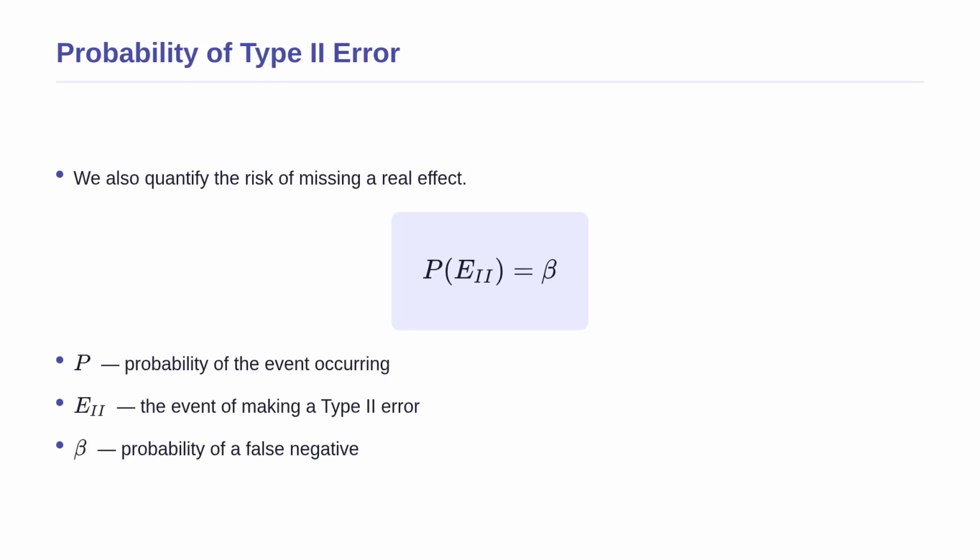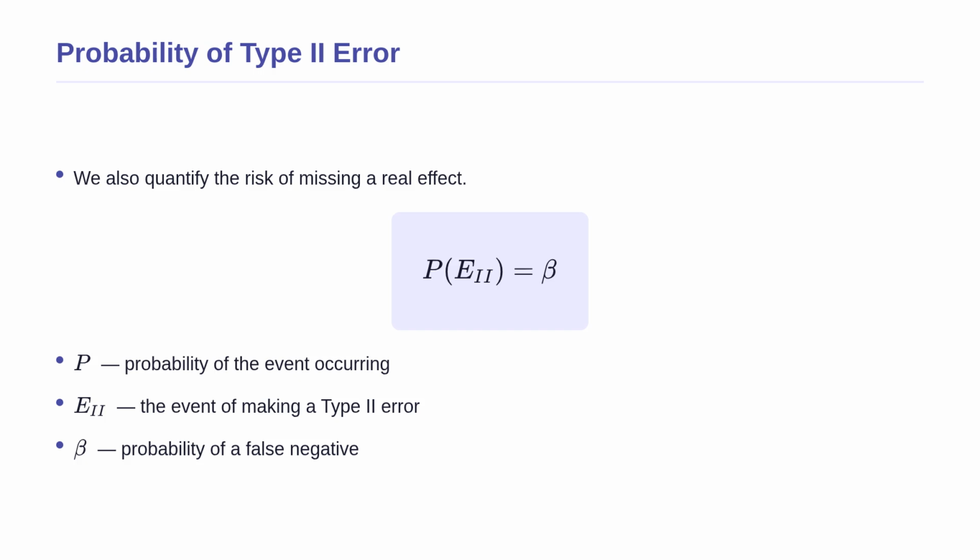Just as we quantified the false positive rate, we must also measure the probability of missing a real effect. This brings us to the type 2 error. We use a different Greek letter, beta, to represent this specific probability. In this equation, P, again, stands for probability. E2 represents the event of making a type 2 error, and beta is the probability of failing to reject the null hypothesis when it is actually false.